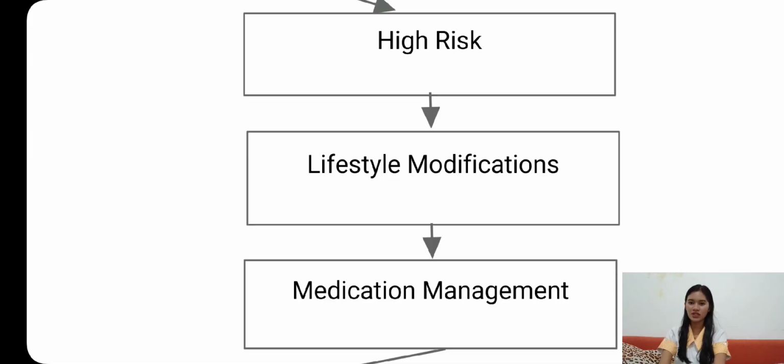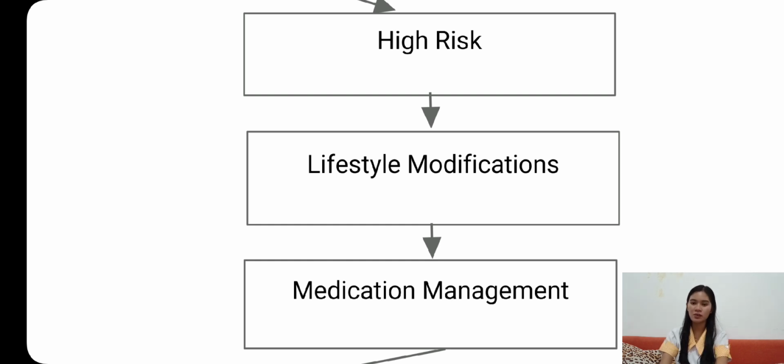For the high-risk patients, first is the lifestyle modification. High-risk patients also receive lifestyle recommendations, but there's a greater emphasis on strict adherence. Even minor improvements in diet, exercise, or smoking cessation can significantly impact their risk. These patients may receive more intensive support, like cardiac rehabilitation programs, to assist with lifestyle changes.